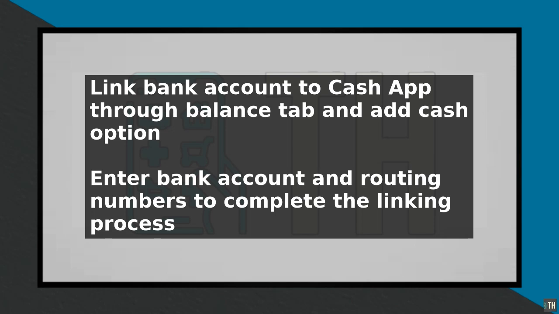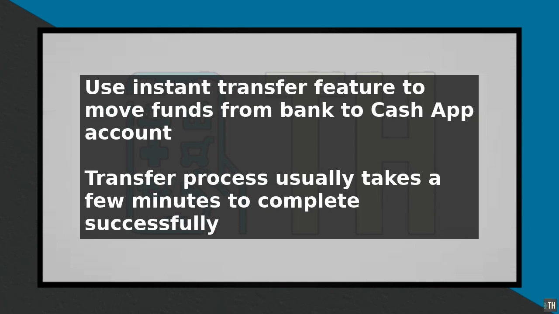To do this, open Cash App, navigate to the Balance tab, and select Add Cash. Then, choose the option to link your bank account and follow the prompts to enter your bank account and routing numbers. Once your bank account is linked, you can use the instant transfer feature to move funds from your bank account to your Cash App account. This process usually takes a few minutes to complete.